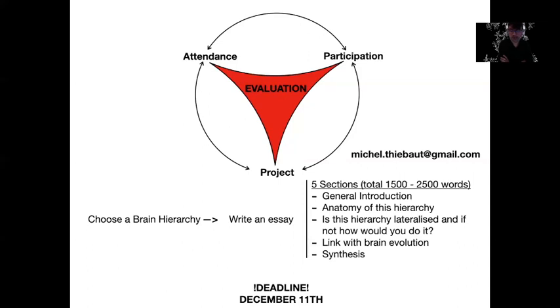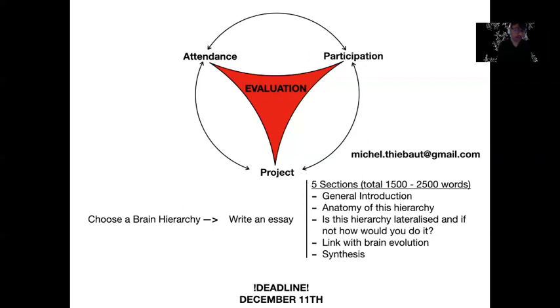Then another paragraph about the link between this hierarchy and brain evolution. There are a lot of models showing that we add new levels in hierarchical processing with evolution. Just build it up. You do a lot of paragraphs about this, and then a synthesis where you show how everything works together. A nice conclusion where you show that it all makes sense. All this in 1,500 to 2,500 words max.